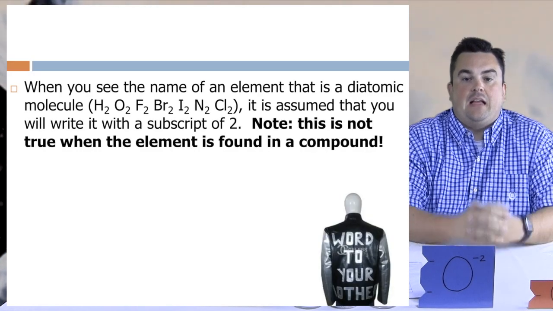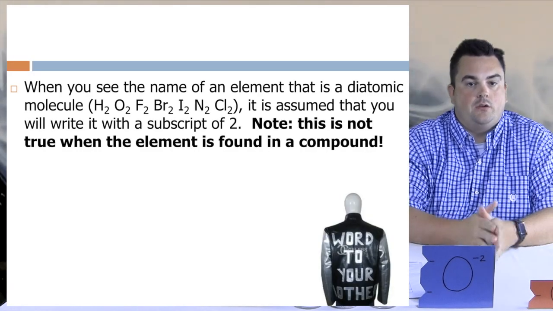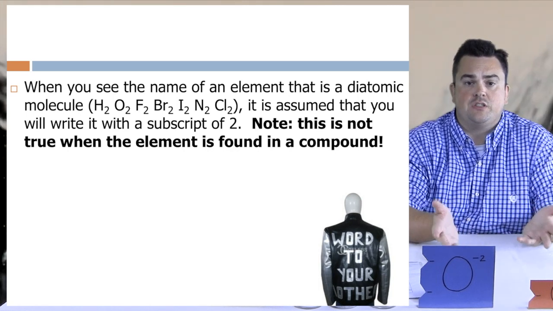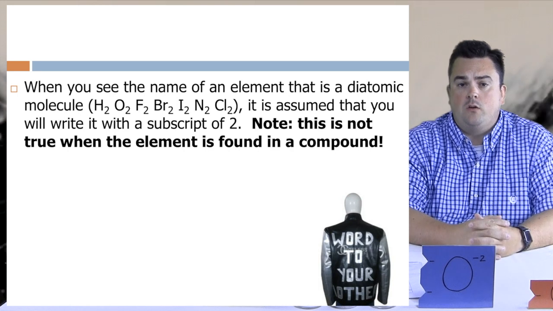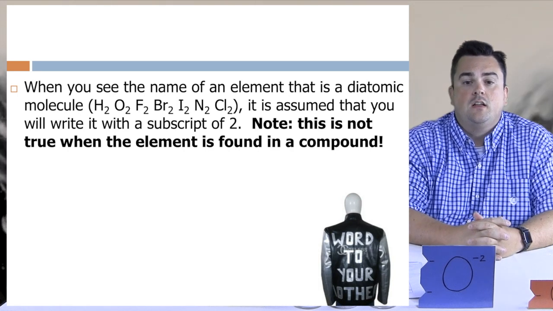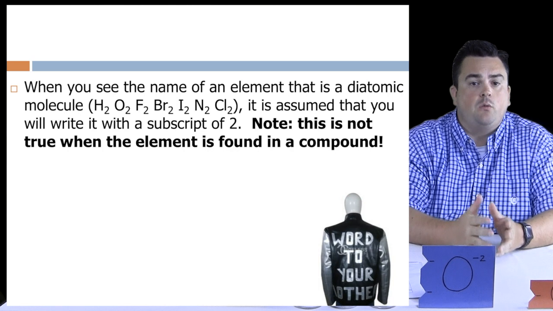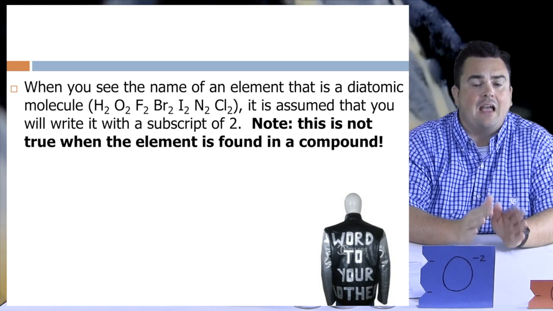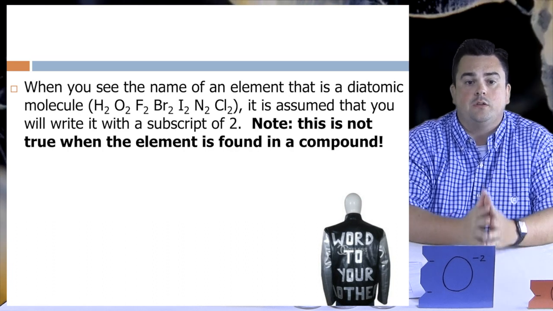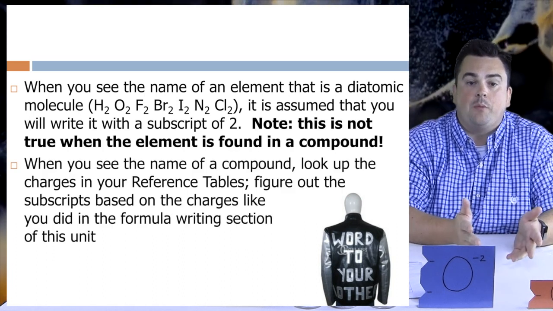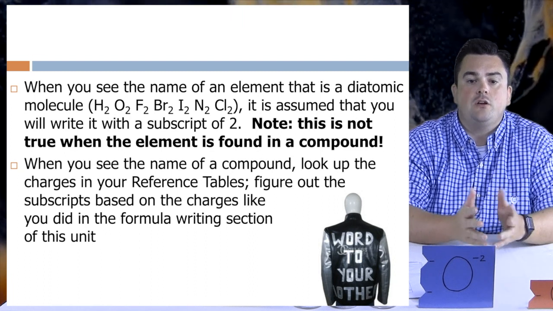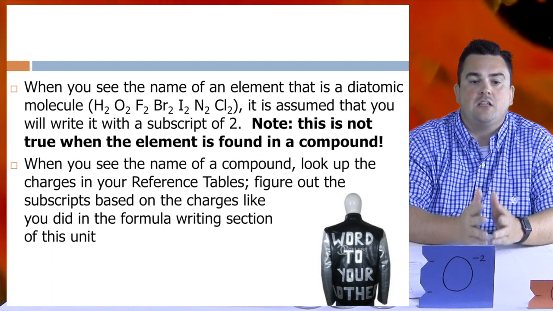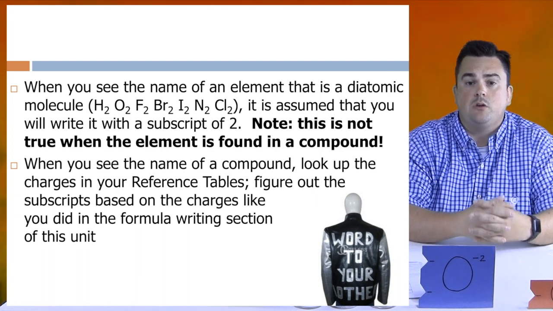When you see the name of an element that is a diatomic molecule, H2, O2, F2, Br2, I2, N2, or Cl2, otherwise known as Hofbrinkel or Brinkel-Hof if you prefer, it is assumed that you will write it with a subscript of 2. Note, this is not true when the element is found in a compound. When you see the name of a compound, look up the charges in your reference tables. Figure out the subscripts based on the charges like you did in the formula writing section of this unit.